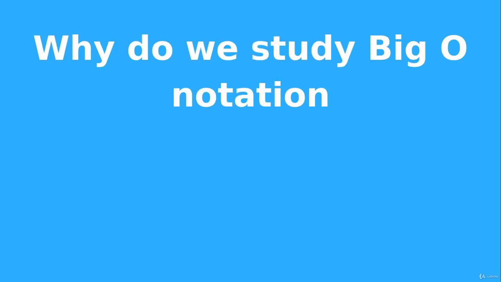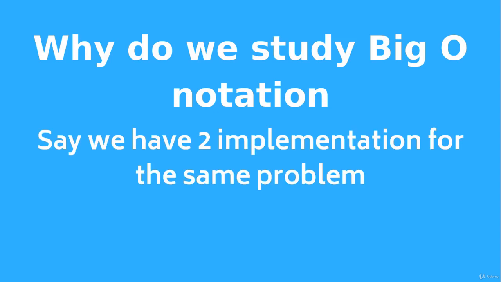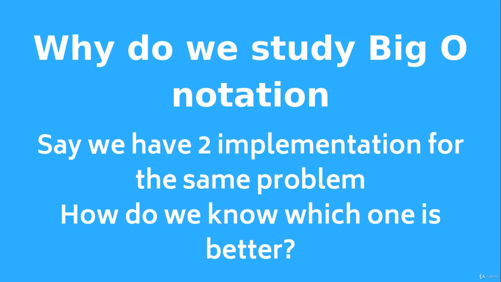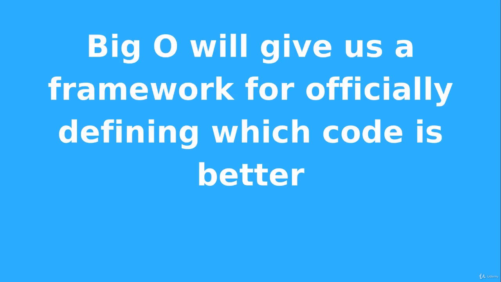Now, before we go any further, we'll have to understand why do we actually need to understand this stuff? Why do we study Big O notation? And let's see an example. Say we have two implementations for the same problem. You have two codes that both solve the same problem. Well, how do you know which one is better? Which one do you go with? Big O will give us some sort of framework of defining which code is better.